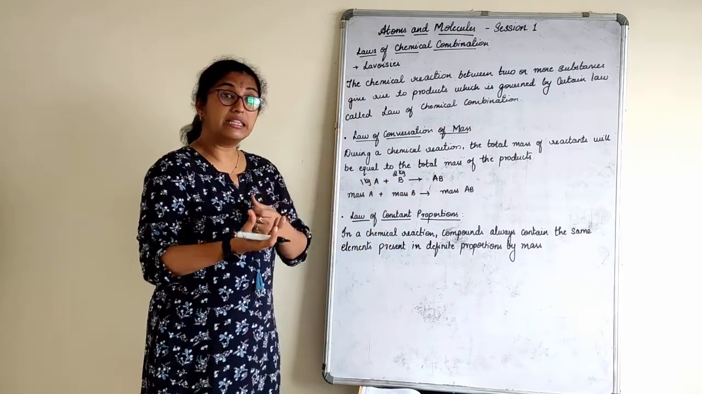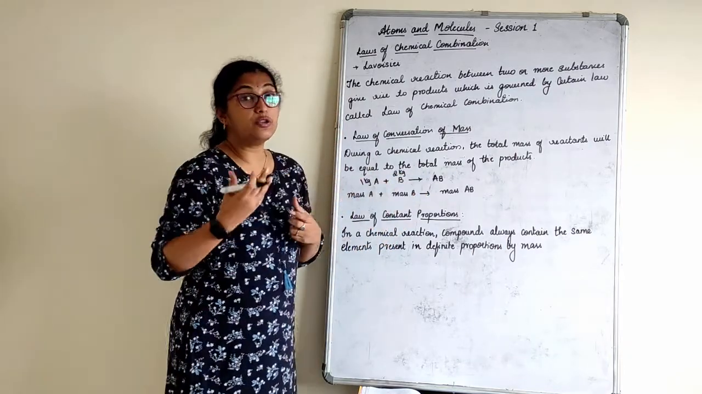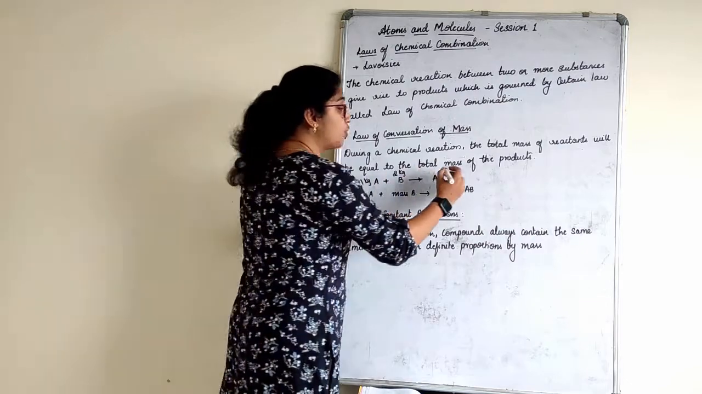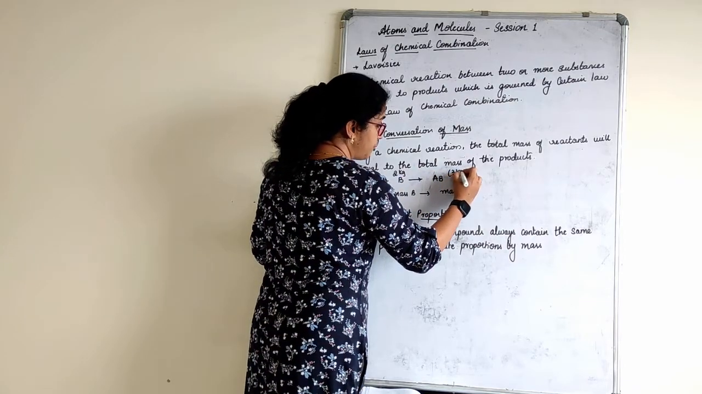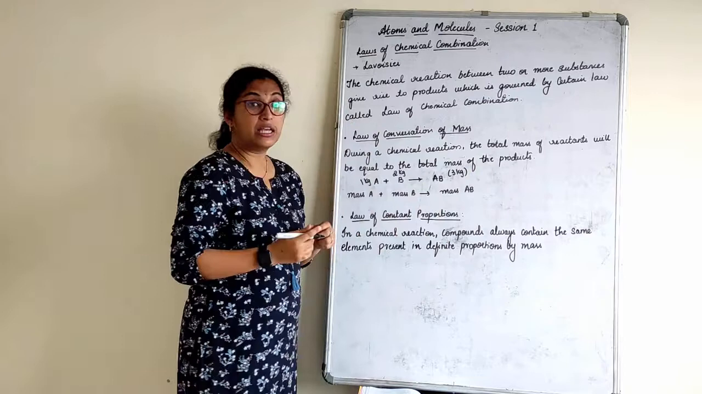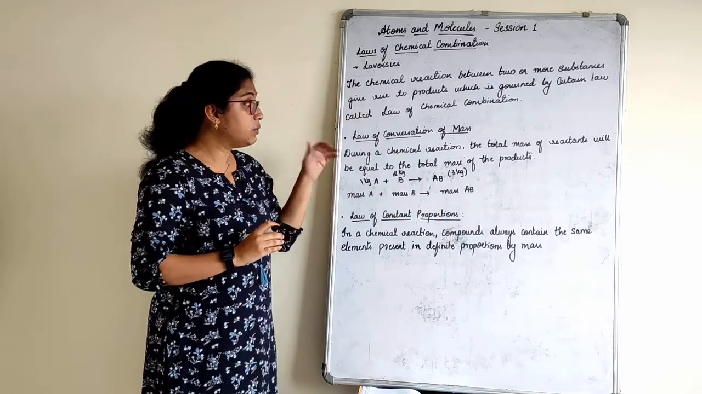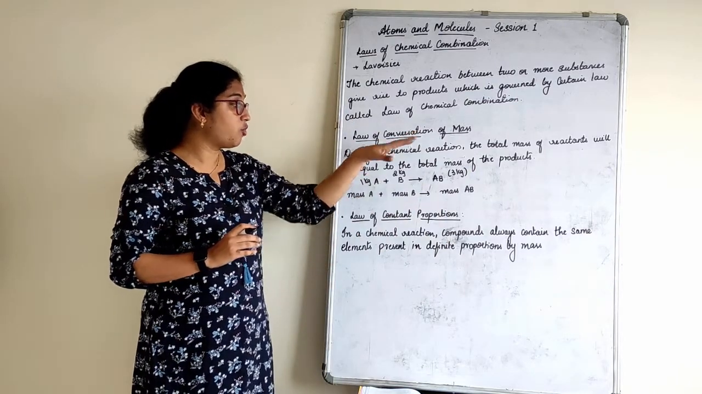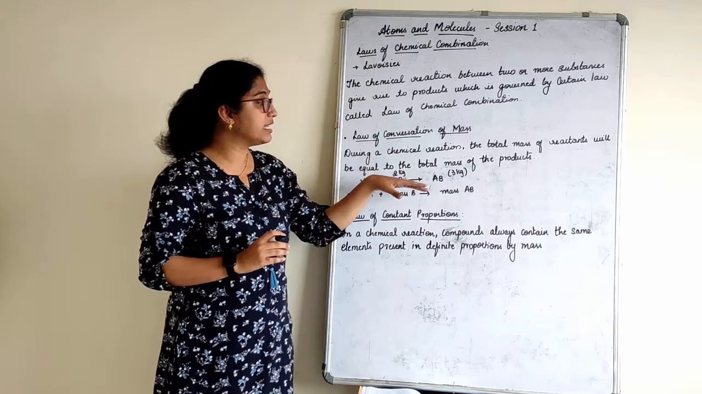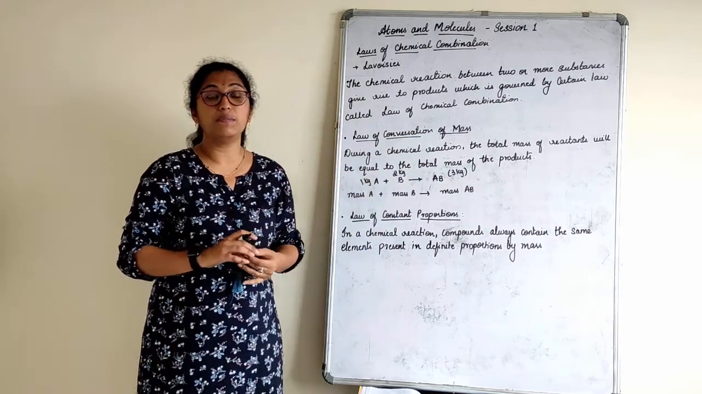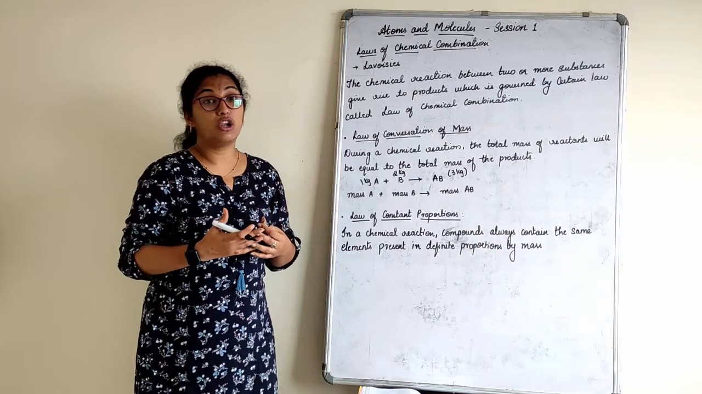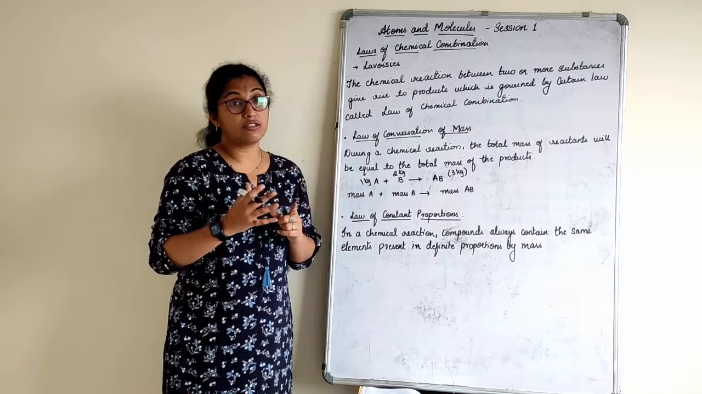When I combine this A and B, I get one new product which is AB. So what should be the mass of AB? Of course, it has to be 3 kg. What this tells us is, during a chemical reaction, the total mass of the reactants is equal to the total mass of the products. So the mass is not lost anywhere. It is neither created nor destroyed.